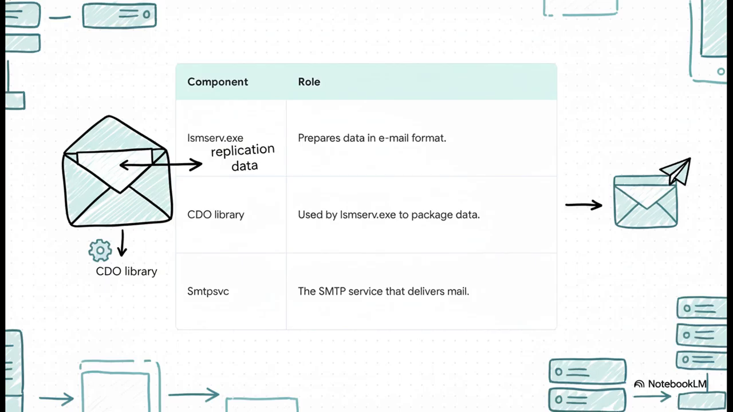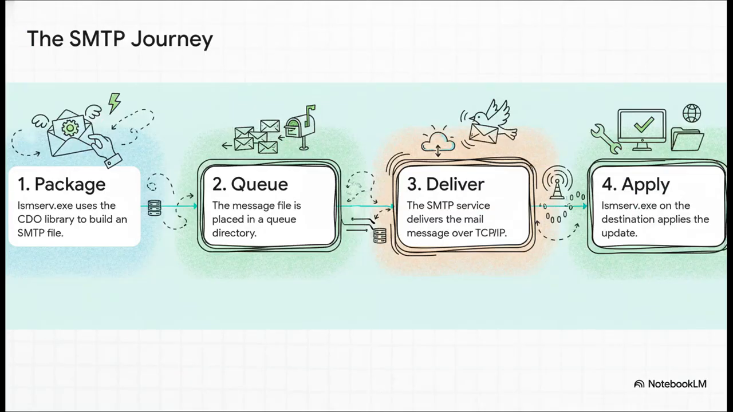The main player here is a program called ismserve.exe. You can think of it as the mailroom clerk. Its job is to take the update, use a special tool called the CDO library to stuff it into a digital envelope, and then hand it off to the SMTP service, which is basically the mail carrier that actually delivers it. The SMTP journey is definitely a bit more patient.